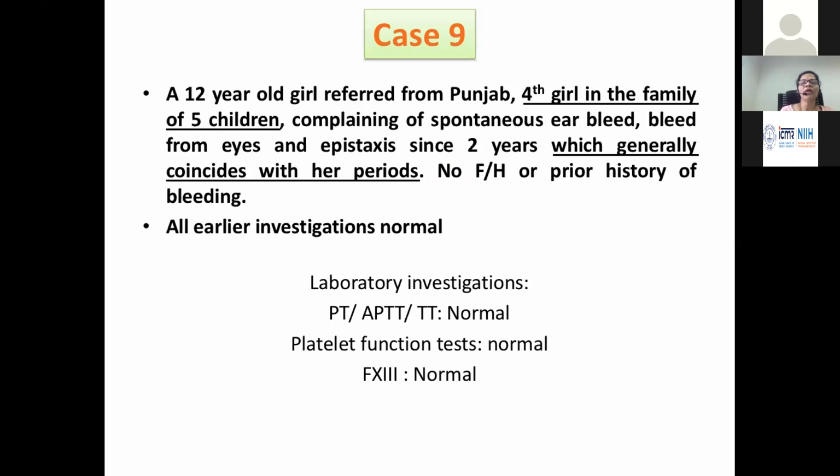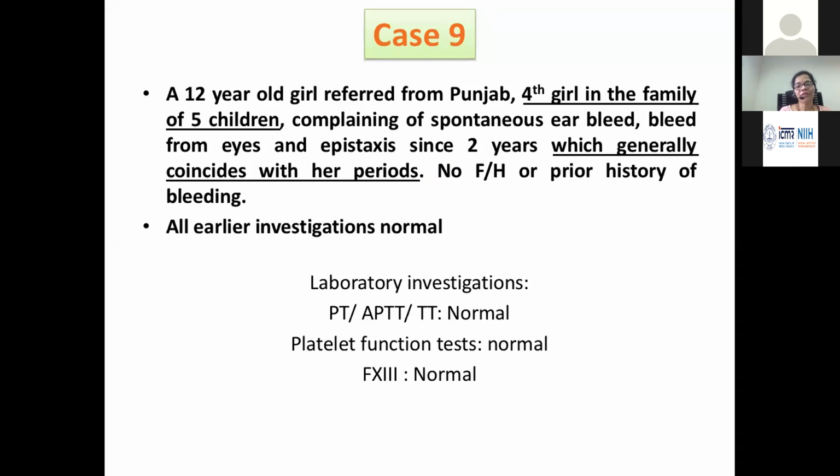A 12-year-old girl, all these are the actual cases what we have seen in the lab, referred from Punjab, 4th girl in the family of 5 children, complaining of spontaneous ear bleed, bleed from eyes, very unusual bleeding manifestation, and epistaxis since 2 years, which generally coincides with her periods. There's no family history or prior history of bleeding.